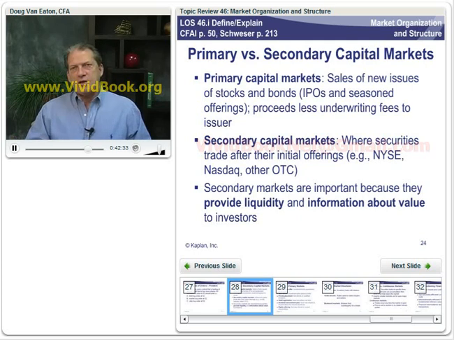That's where we trade used securities. Securities trade after their initial offerings. And one thing you should understand is how important secondary markets are because they provide liquidity, they provide information about value on an ongoing basis. So the primary markets work as well as they do because of subsequent trading in the secondary capital markets.